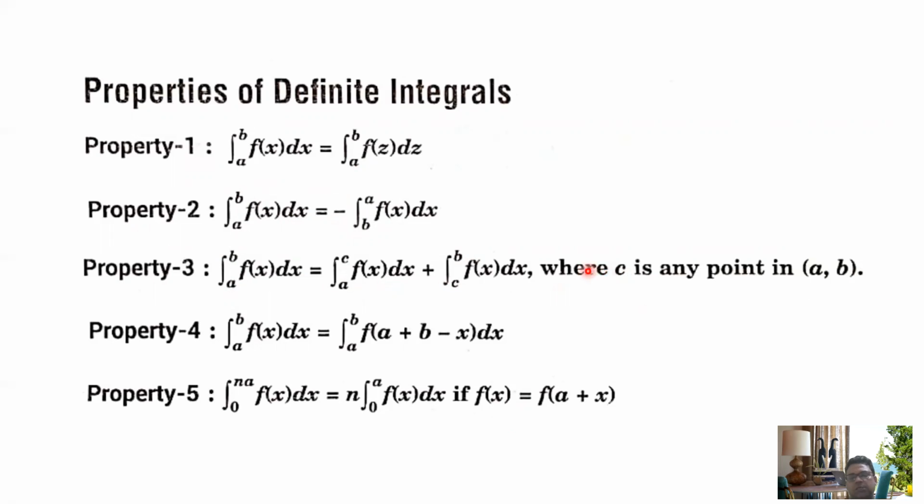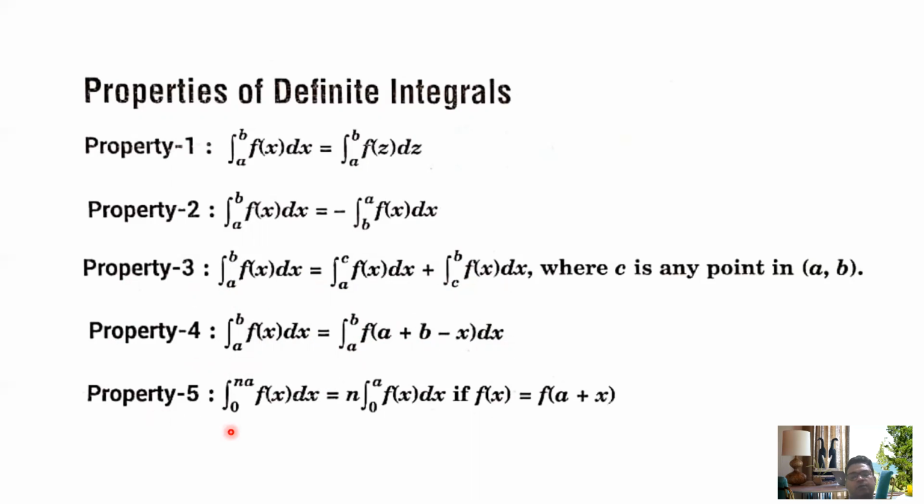So if your c lies between a and b, then we can divide the range of integration: the integral from a to b of f(x) dx is equal to the integral from a to c of f(x) dx plus the integral from c to b of f(x) dx. This is also a very important property. Now property number 4: the integral from a to b of f(x) dx is equal to the integral from a to b of f(a + b − x) dx. This is also another property. I will give you some examples for better understanding.